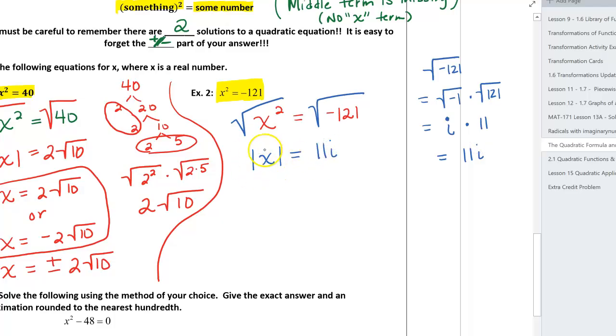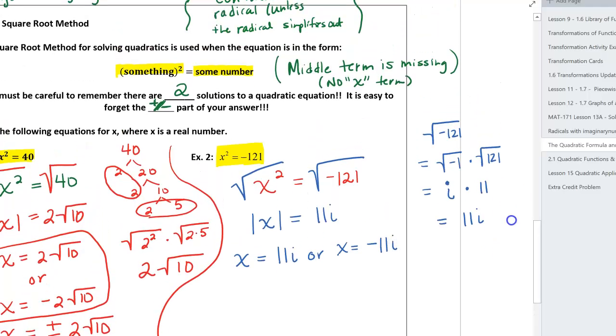But now I need to get rid of the absolute value. So remember, there are two answers. x is either equal to 11i or x is equal to negative 11i.